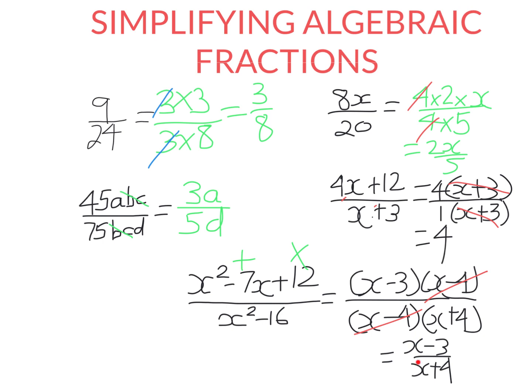I can't cross out the x's because they're not being multiplied. So x minus 3 over x plus 4, these two fractions are actually equivalent. They would give you the same number no matter which value of x you substitute. However, this one's said to be simpler because it has lower numbers on the numerator and the denominator.